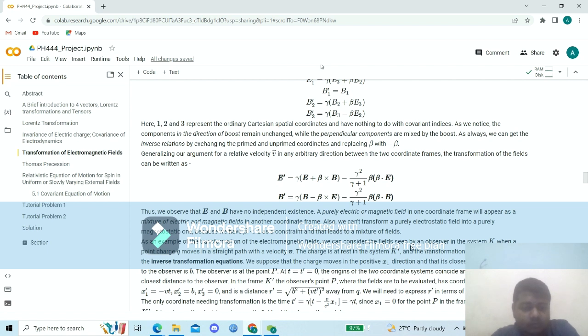to the observer is b. So the observer is at the point P, and as we always have stated, at t equal to t prime equal to 0, the origins of the two systems coincide, and the charge q is at its closest distance to the observer. So in the frame K prime, the observer's point P, where the fields are to be evaluated, has coordinates which are very basic and elementary. It's basically x1 prime equal to minus vt, x2 prime equal to b, which is the closest distance of approach, and x3 prime equal to 0 because we don't have any motion along the x3 direction.